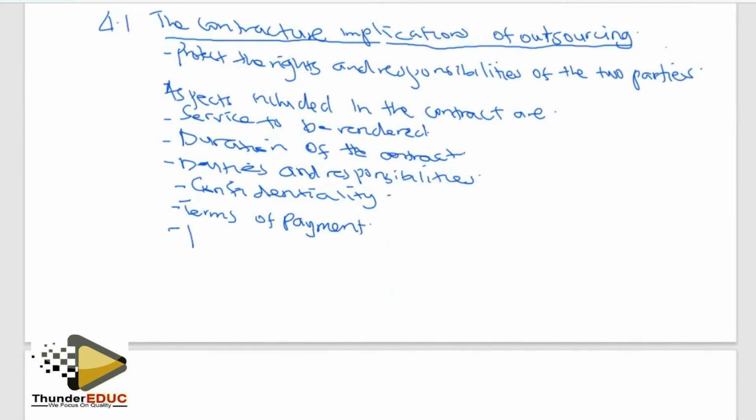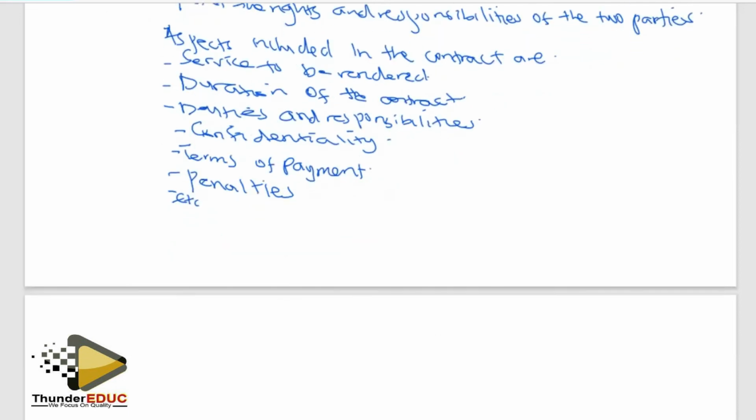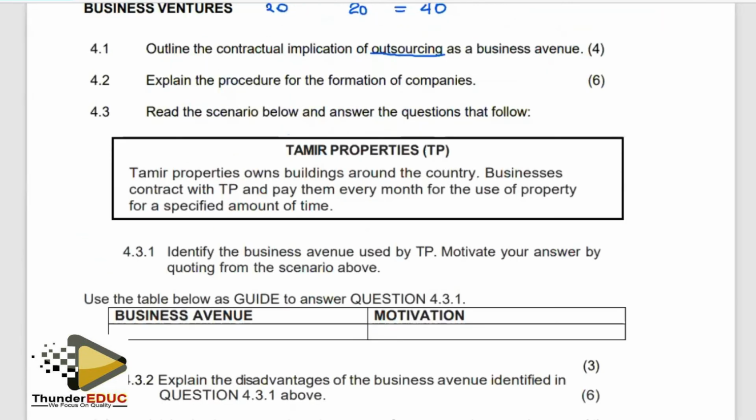Then penalties of non-conformity. If I'm not complying with the terms of the agreement, what penalties am I going to face? And so many others that may be very important to be included in the contract. That is very important. Let's look at another question just to save time.